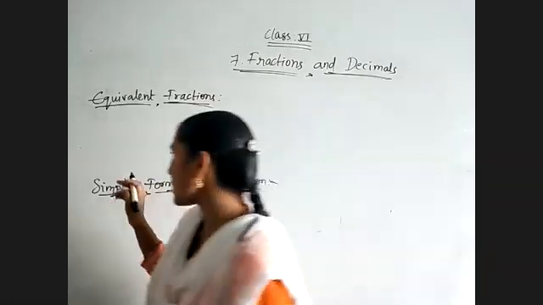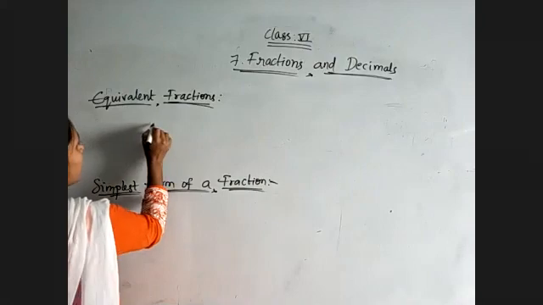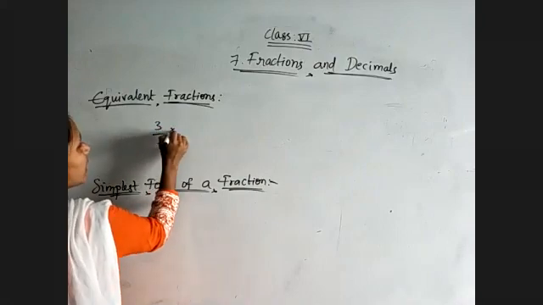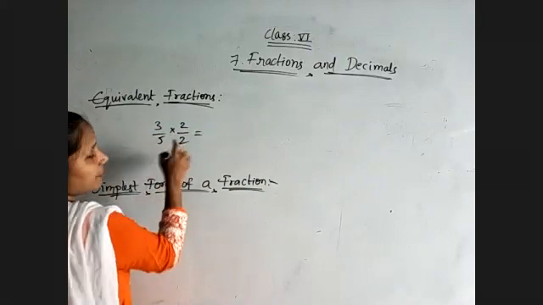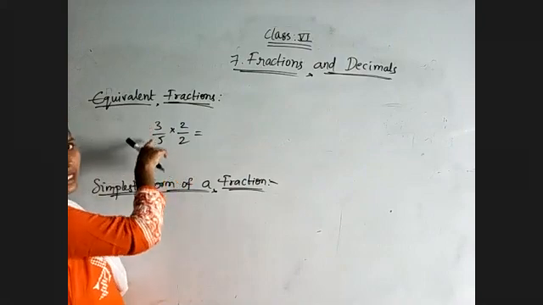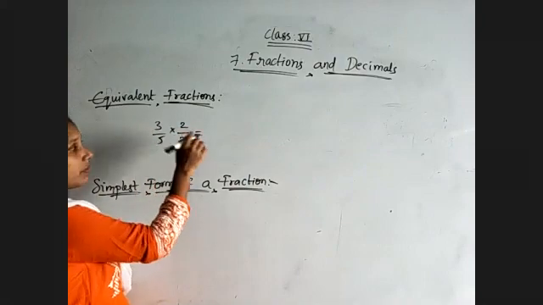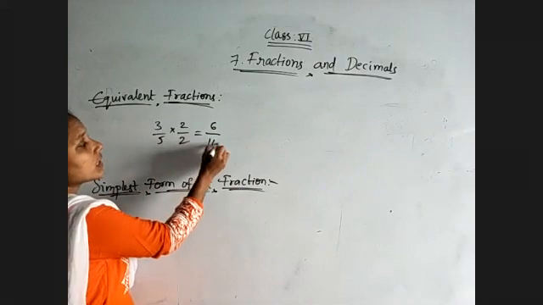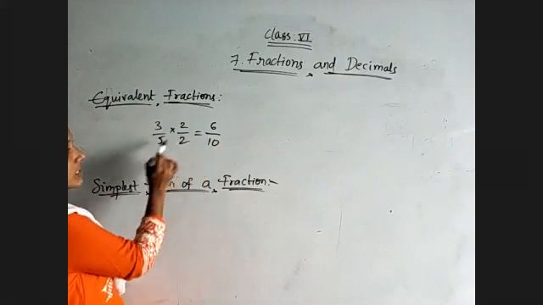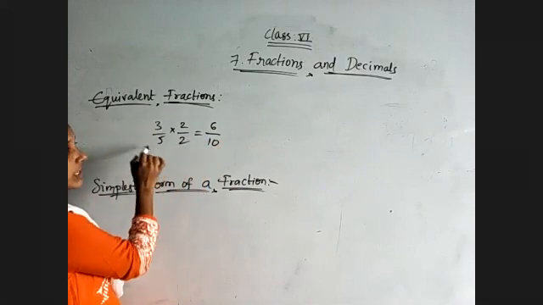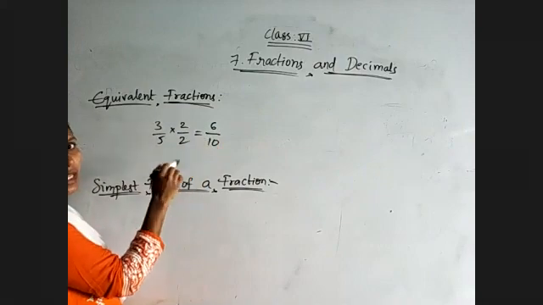And equivalent fractions we will get by multiplying the numerator and denominator with the same number. 3 2s are 6, 5 2s are 10. So instead of 3 by 5, we can use 6 by 10 for calculation.